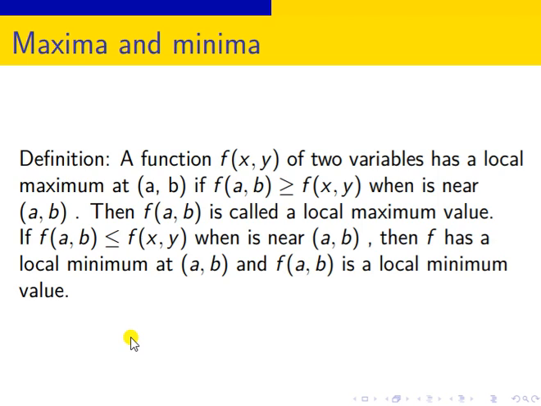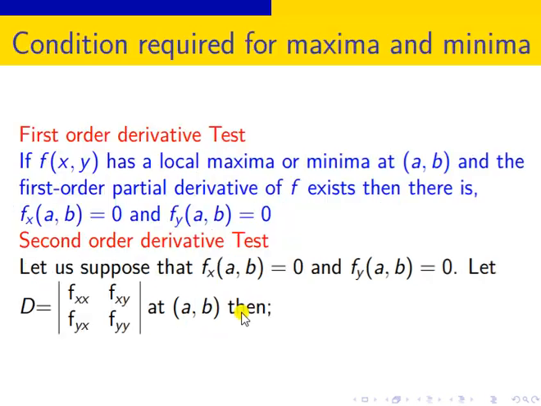So simply, it's very clear. For a function to have the maximum value at a b, it should have the highest value in comparison to the nearby other values. Similarly for the minimum case.